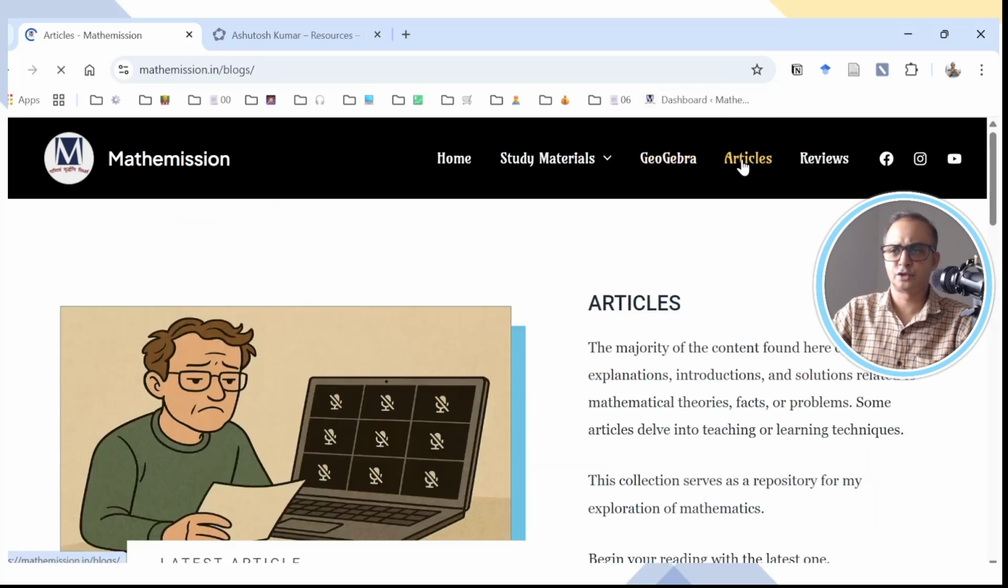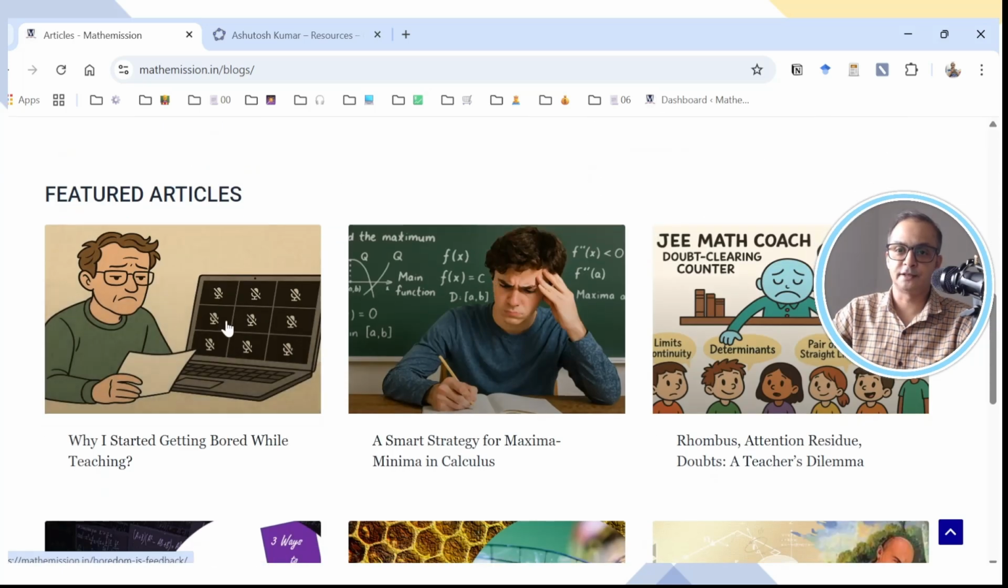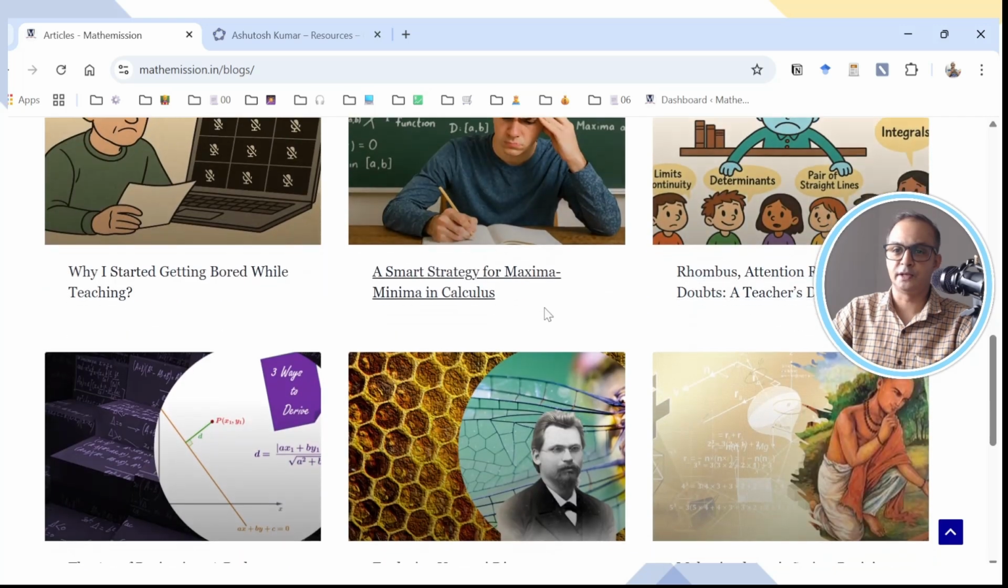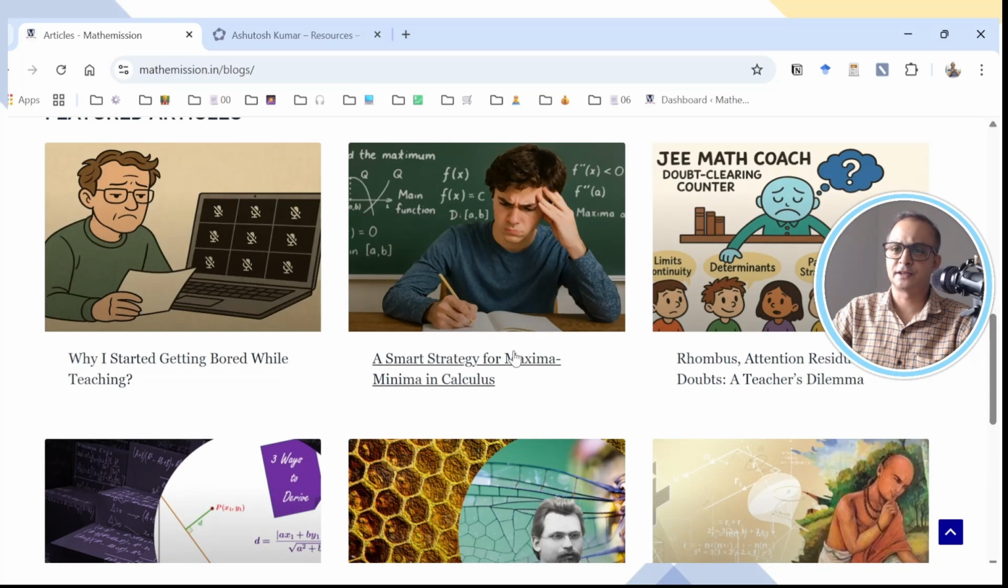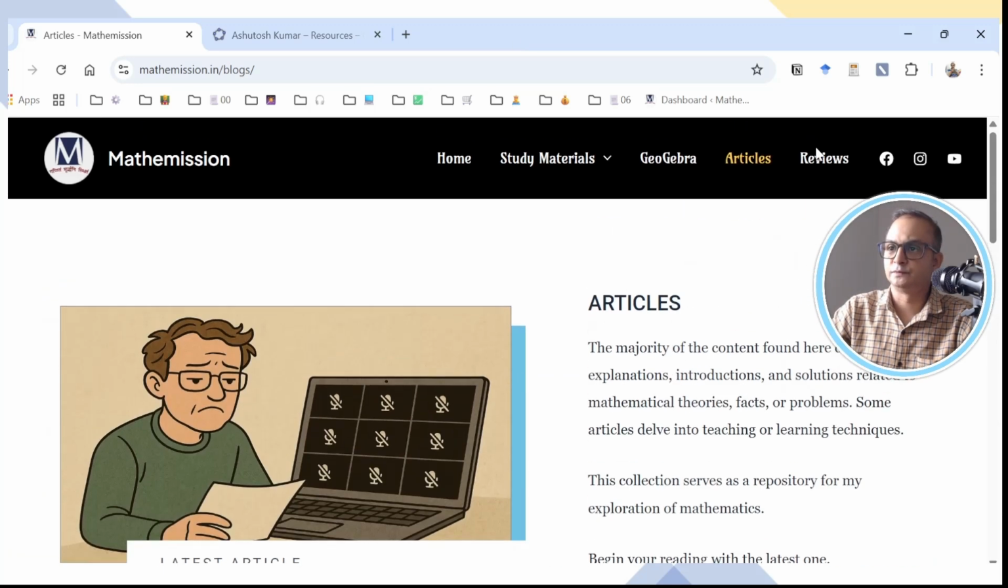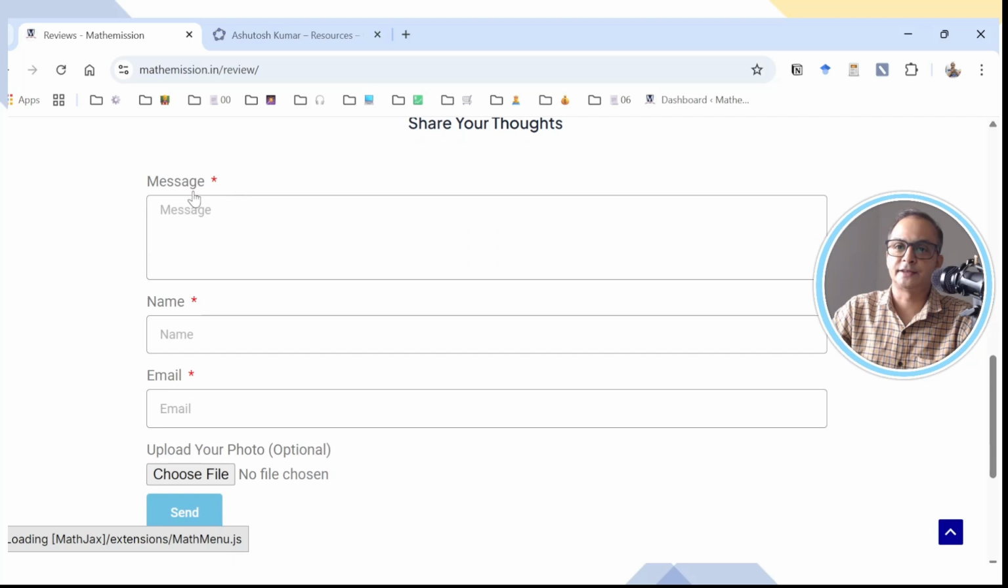This is the articles page also. There is no use for the students until you love reading. So here I write some mathematical articles, like smart strategy of maxima minima in calculus, and so on. These articles are sometimes more in depth, or just a simple story of a teacher kind of thing. So that is also not required for you. And reviews of course is not required. If you want to review, you can simply go there and write somewhere here.